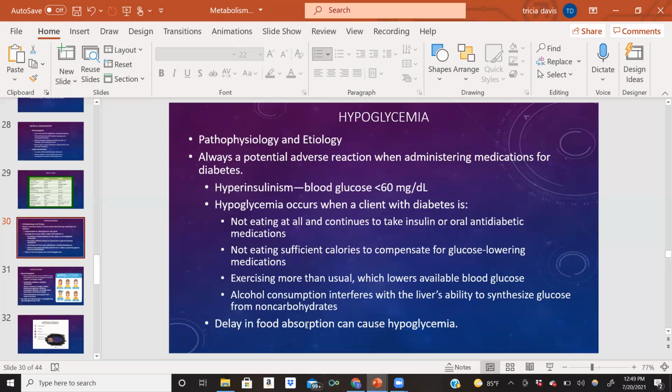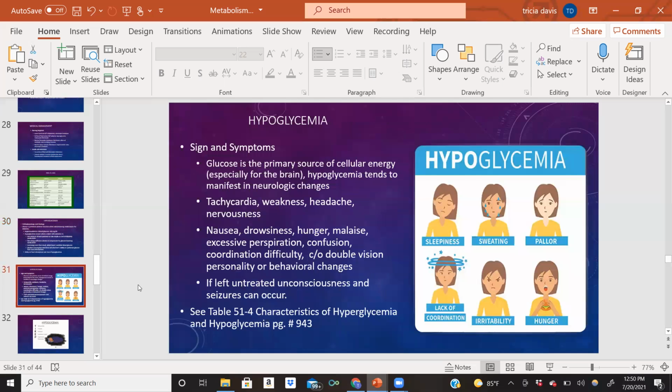And we know that a delay in food absorption can also cause hypoglycemia. So if patients have gastroparesis, things like that, things that cause the patient to have issues with absorbing their food, it can cause their blood glucose levels to drop. So that's why with patients that have elevated blood sugar and a mealtime dose, we don't give them their insulin until their meals come, because we don't want to drop their blood sugar without any food.